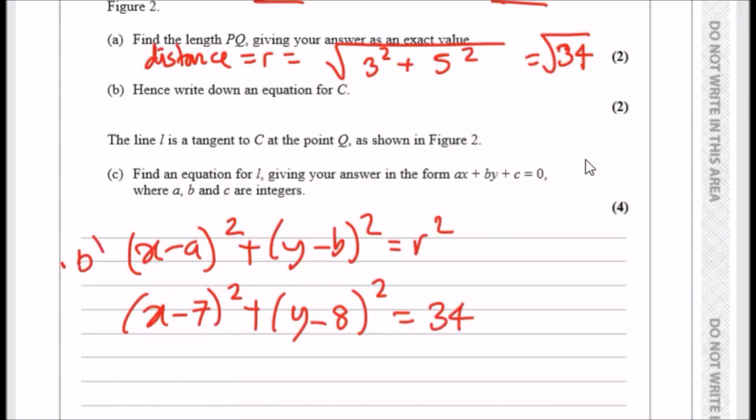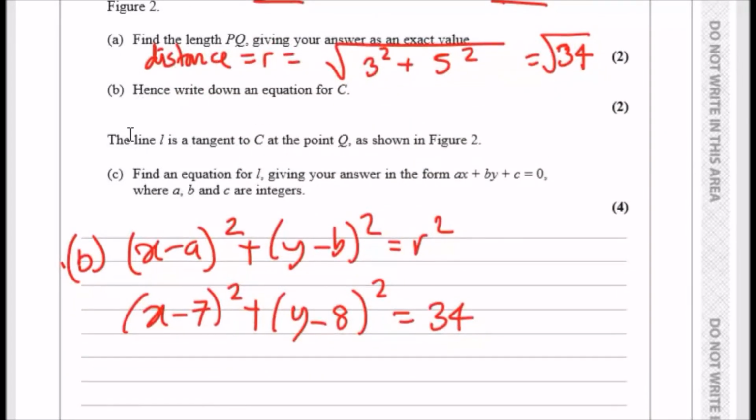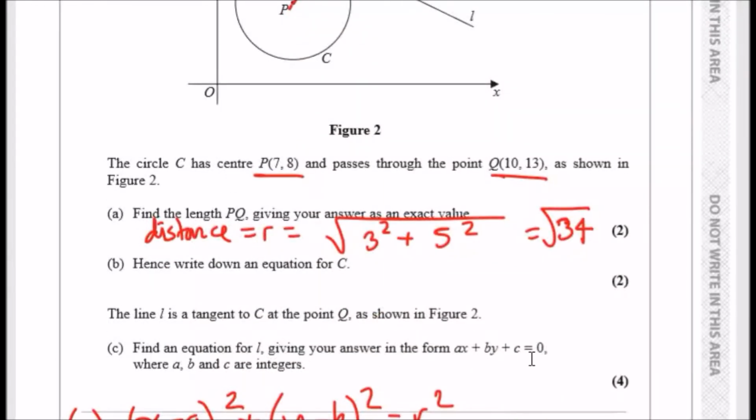Yeah, not bad. Very easy. Now, next one. The line L is a tangent to C at the point Q. So again, everything we already know. So find the equation for L in this form.